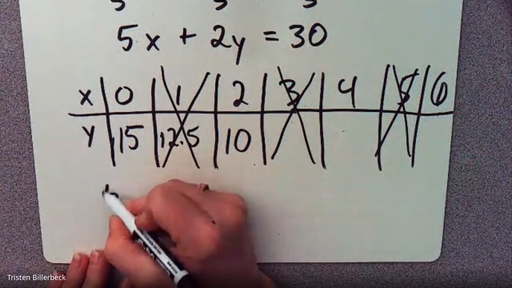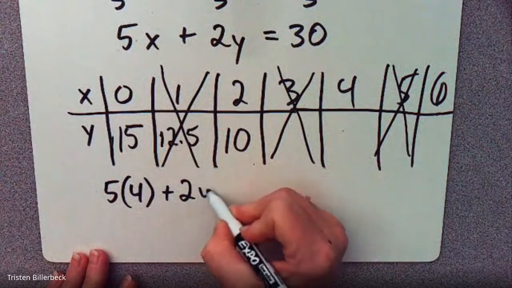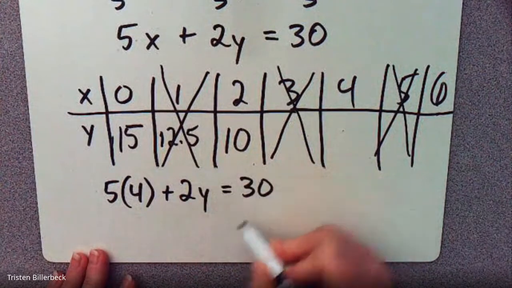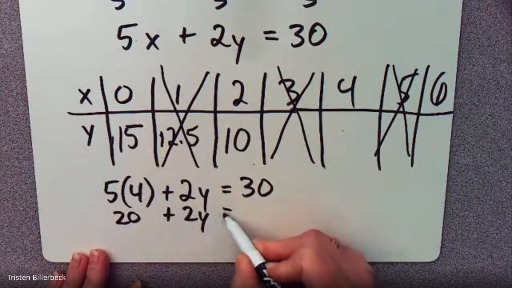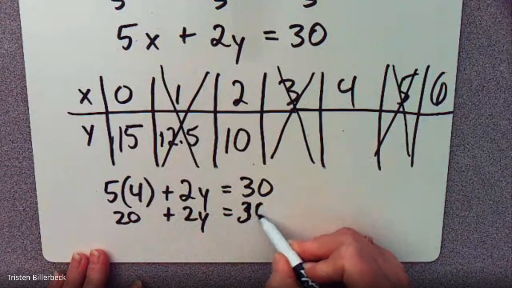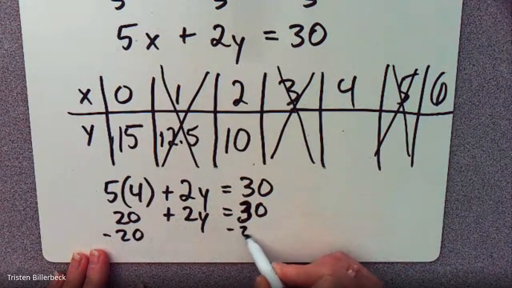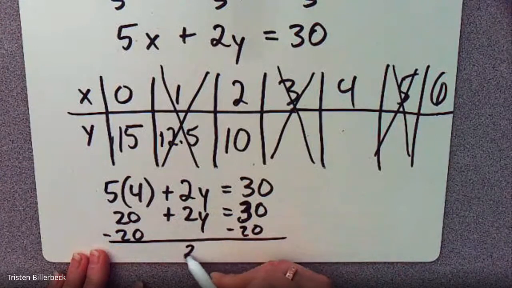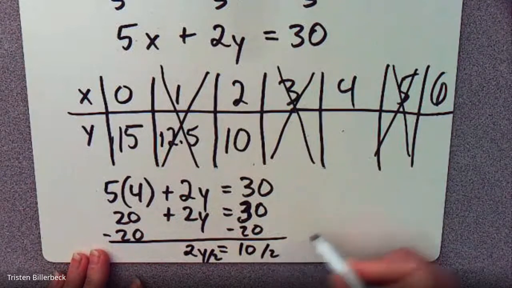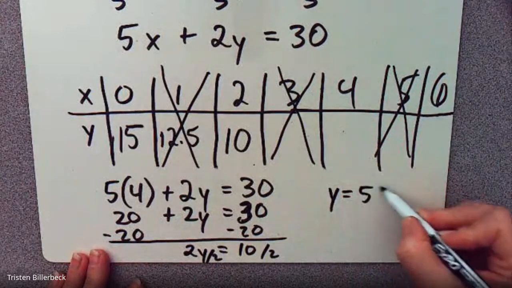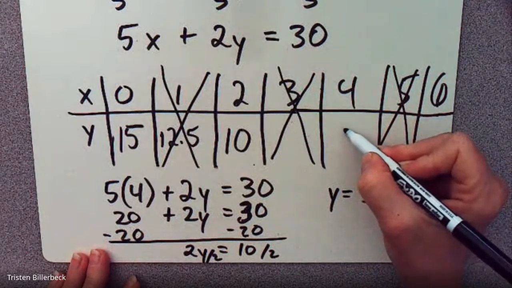So if I have 5 and I put in 4 plus 2y equals 30, so this is 20 plus 2y equals 30. So now we're going to subtract 20 from both sides, and we get 2y equals 10. Divide by 2, and we can buy 5 general admission tickets. So this would be 5.